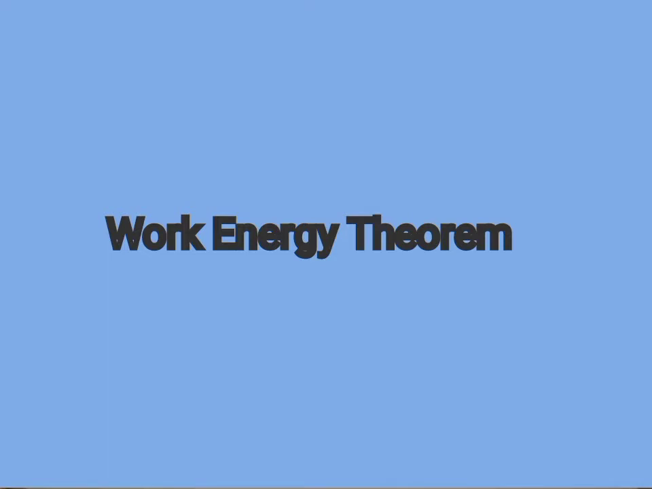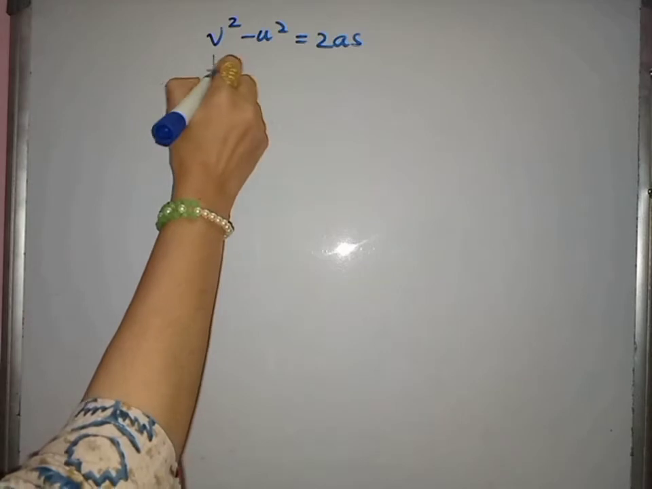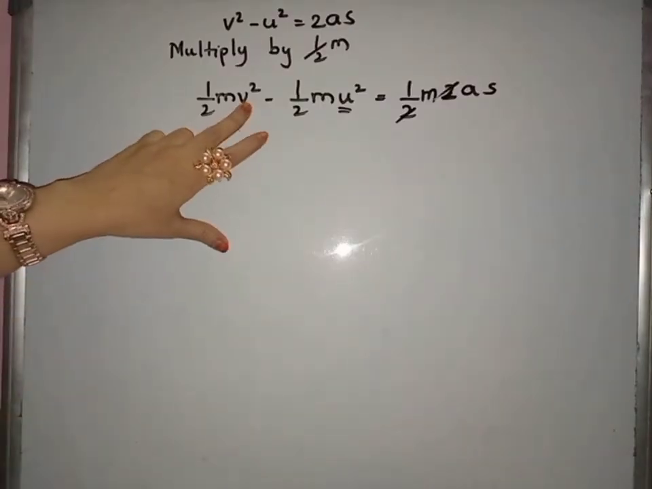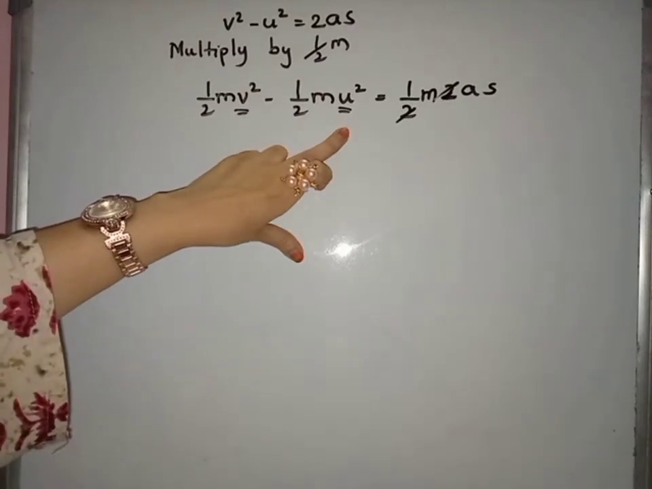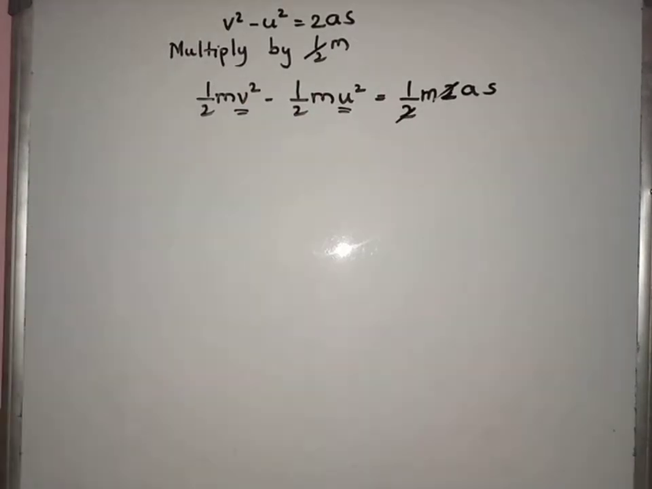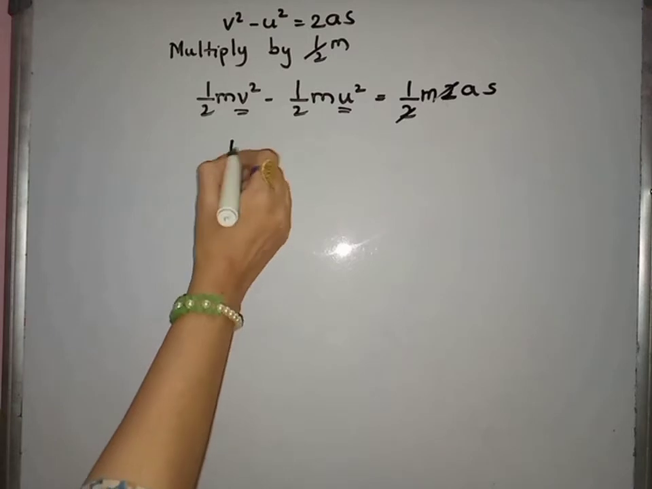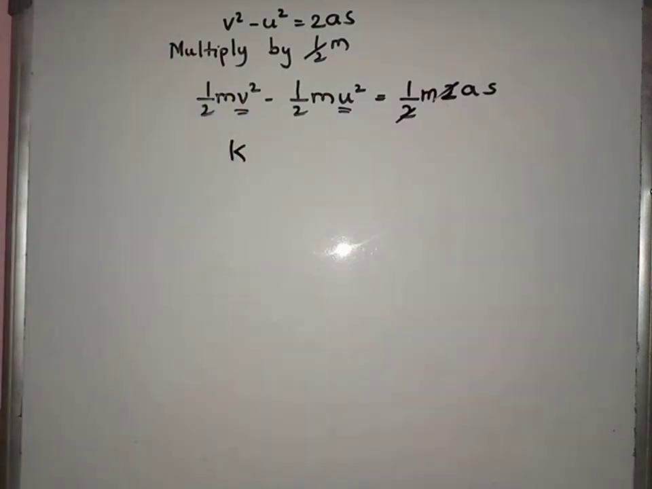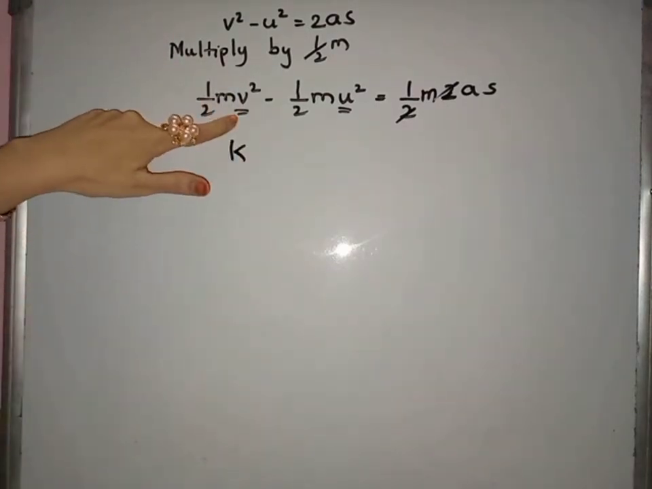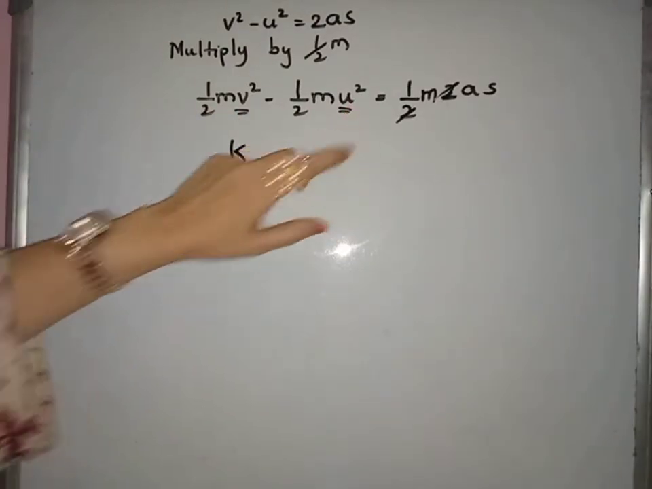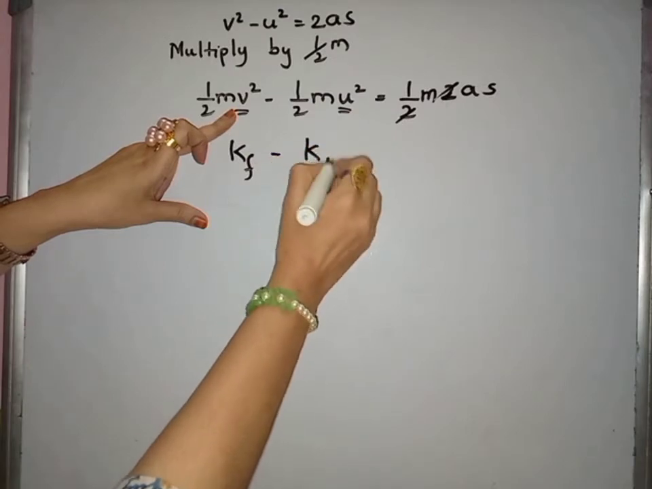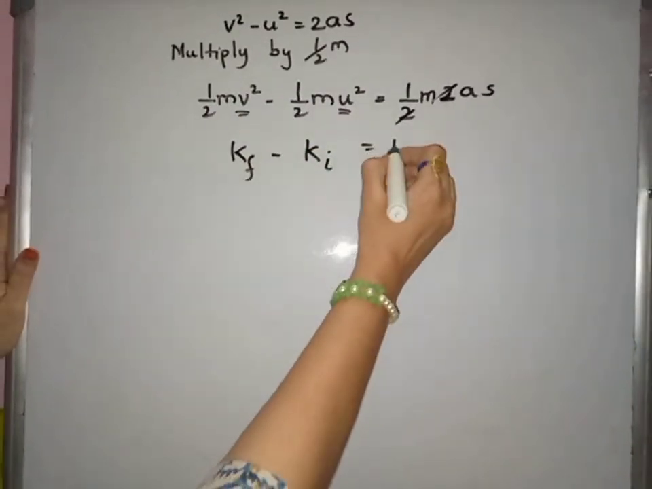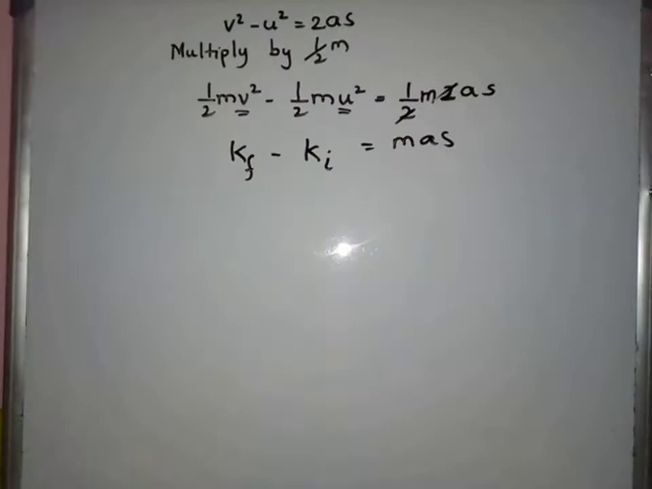formula v squared minus u squared is equal to 2as. We multiply both the sides with half m. Now we know that v is the final velocity and u is the initial velocity. Kinetic energy is half m v squared. But this is the final velocity and this is the initial velocity. So we can say final kinetic energy minus initial kinetic energy is nothing but mas.